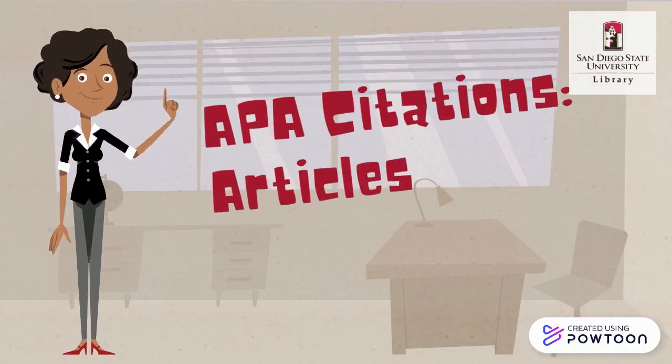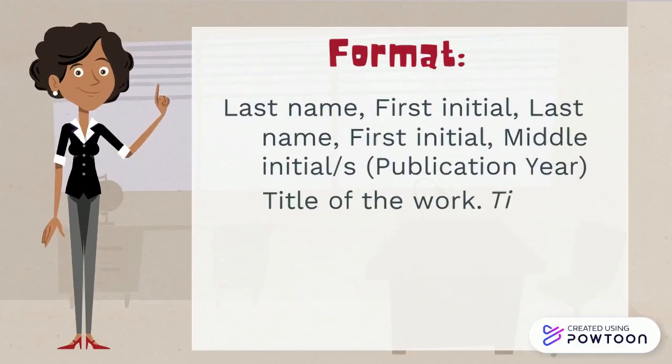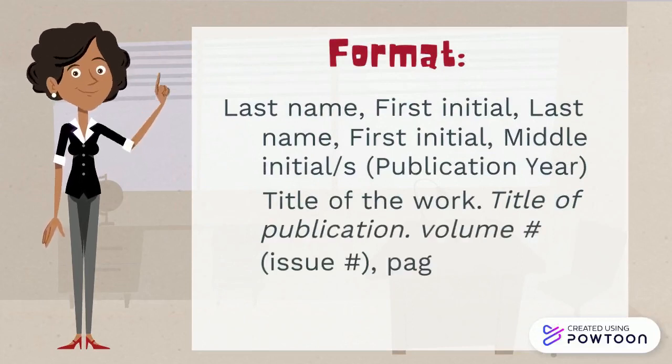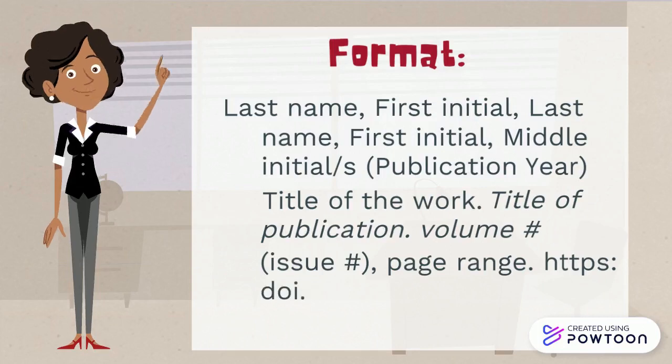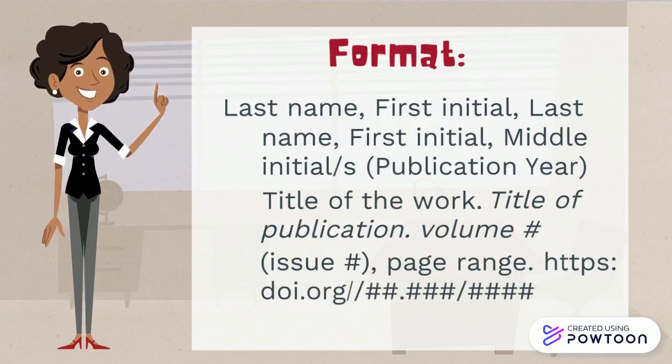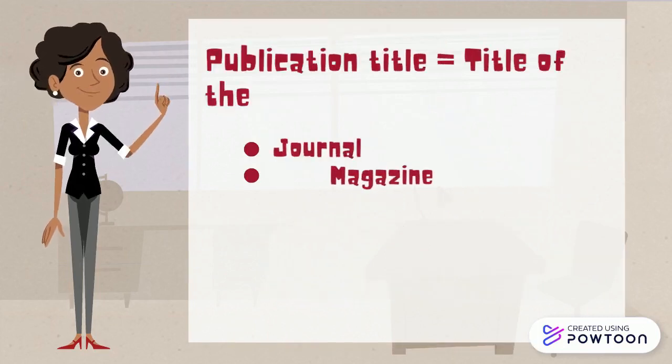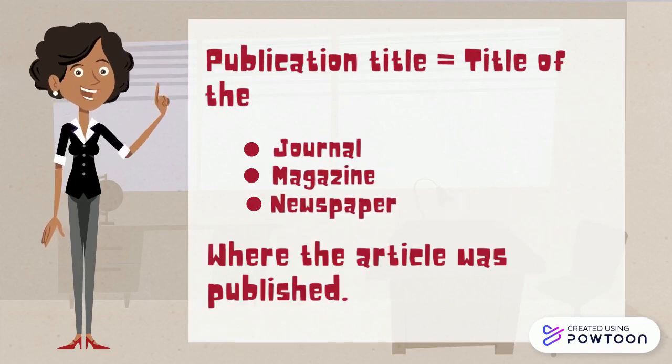For articles, after the title, you will need the publication title, the volume number, the issue number, page numbers, and if it's an online resource, where to locate it. What I mean by publication title is the name of the journal, magazine, or newspaper where the article is published.